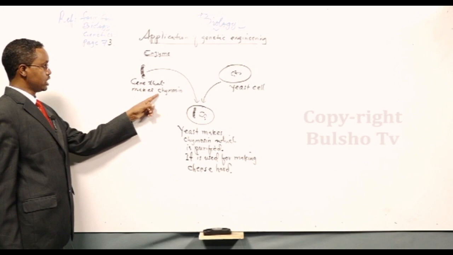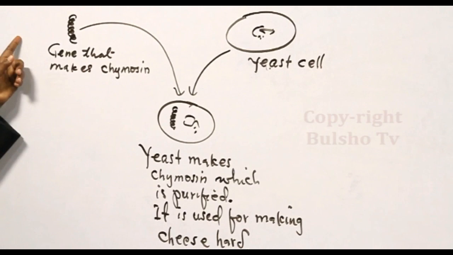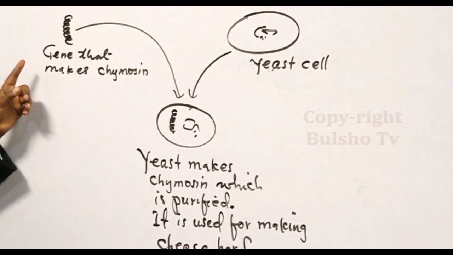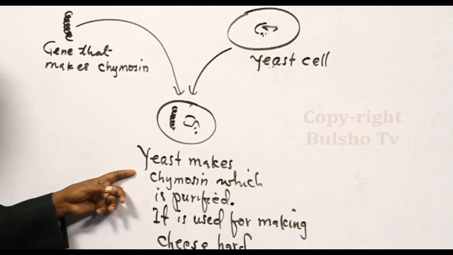Chymosin is an enzyme which is naturally secreted by the gastric glands. We have to remove the gene that makes this enzyme from the human being. Then we insert it in a yeast cell. The yeast then makes chymosin, which is purified.